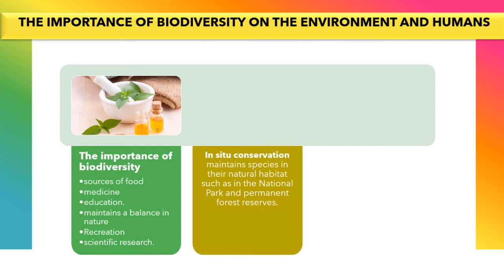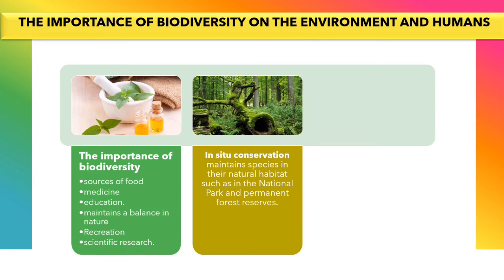The second one is how to maintain biodiversity. We can maintain species in their natural habitat, such as national parks and permanent forest reserves. This conservation is called in situ conservation. This is a measure taken in Malaysia. We have national parks, so a national park is in situ conservation.